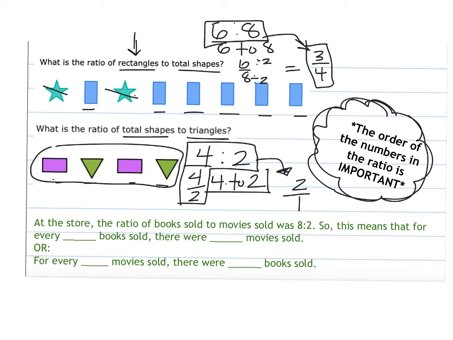At the store, the ratio of books sold to movies sold was 8 to 2. So this means that for every 8 books sold, there were 2 movies sold because books comes first, 8 comes first, movies come second, 2 comes second, and then for every 2 movies sold, there were 8 books sold.